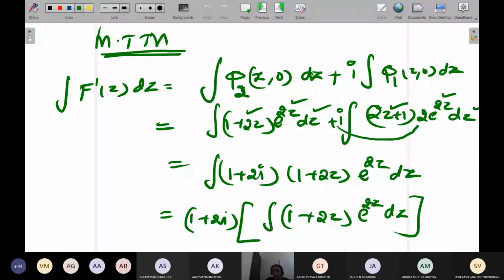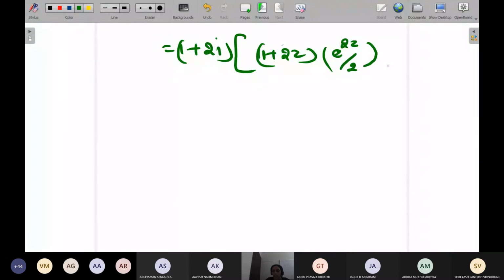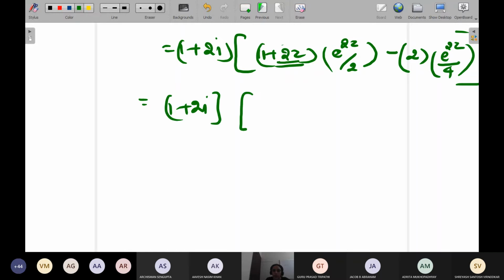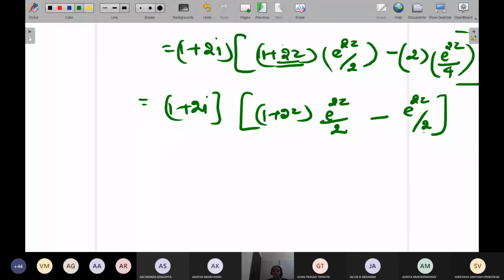Integration of e power 2z will become e power 2z by 2. Alternate plus and minus sign. Differentiation of this term will give you 2. Then again integration of this term will become e power 2z by 4. The next term will become 0. So you'll get 1 plus 2i into 1 plus 2z into e power 2z by 2 minus e power 2z by 2. That's all, in the right hand side.